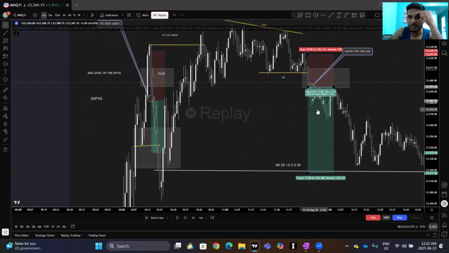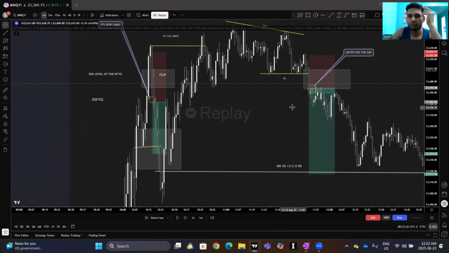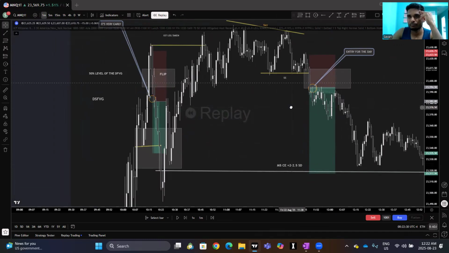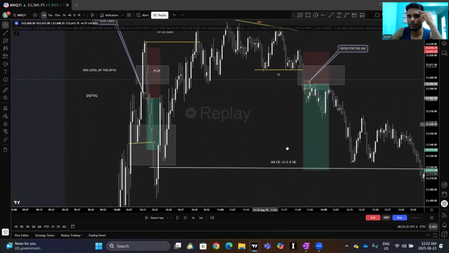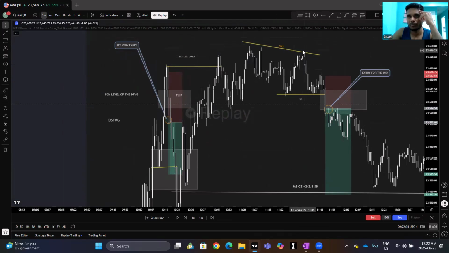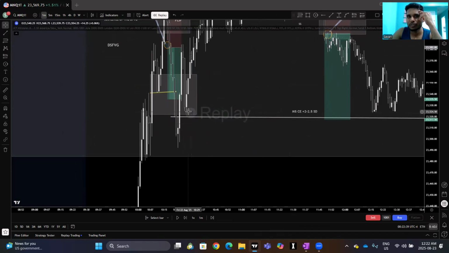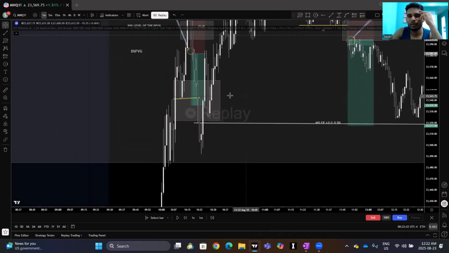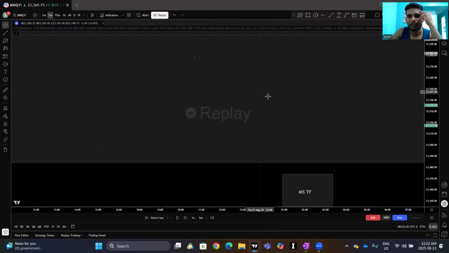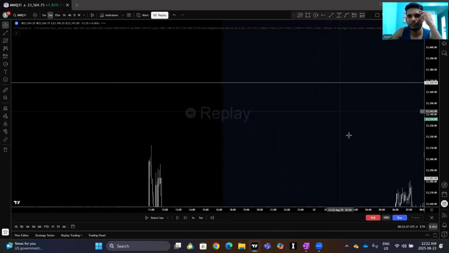Nice play, right? It solely gives, sorry, 2.6, 2.5, which is a great risk reward ratio. If you project the low manipulation right here before the change in state, it cleanly projected this target, 2 to 2.5. It is not only 2 to 2.5. If I go to 5 minutes, I can clearly show you one more thing, which is very obvious.